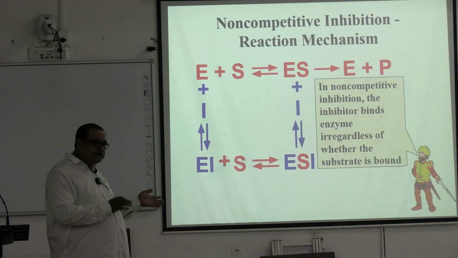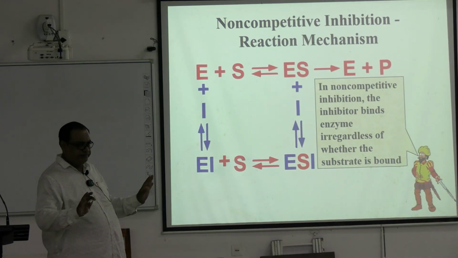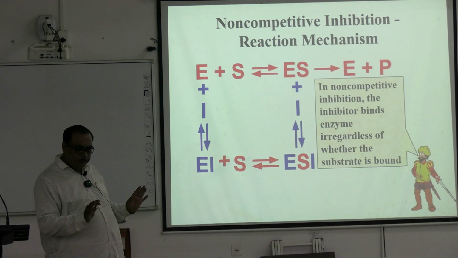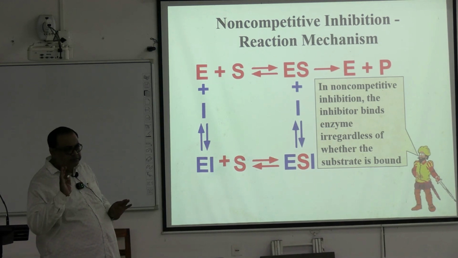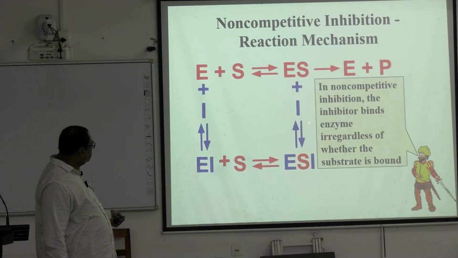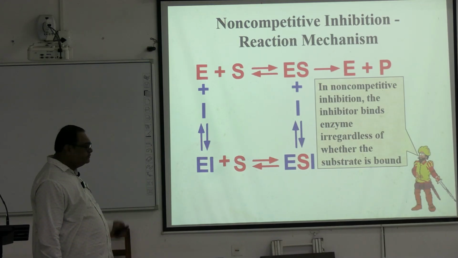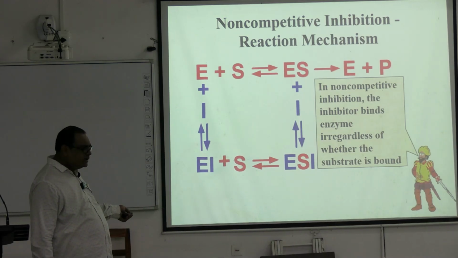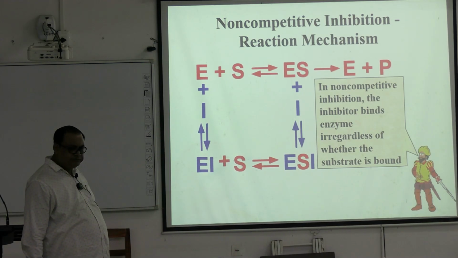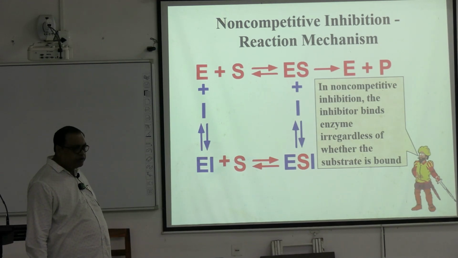So enzyme inhibitor and substrate can bind with the enzyme at different sites. They do not compete with each other for attachment with the enzyme. That is why inhibitor can bind to free enzyme or inhibitor can bind to enzyme substrate complex. Whatever happens, it forms ESI: E plus I gives EI, EI plus S gives ESI, ES plus I gives ESI. But ES forms E plus P, but not in case of ESI. ESI cannot produce any product.